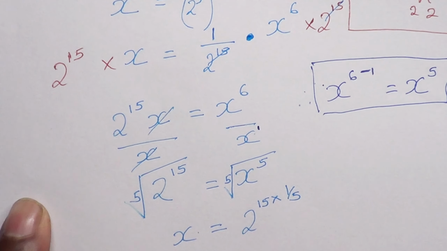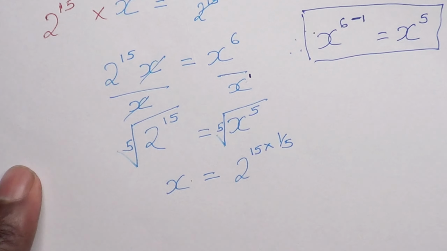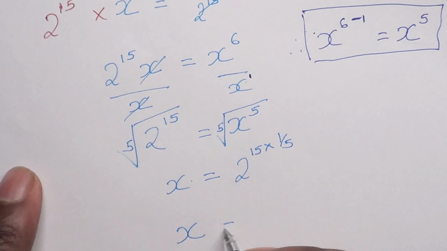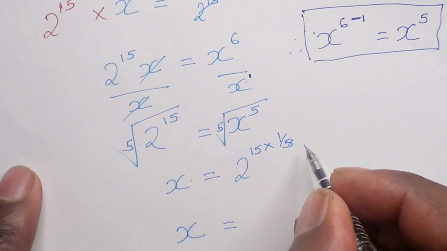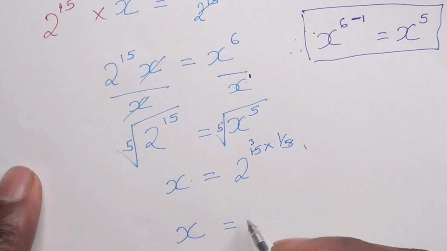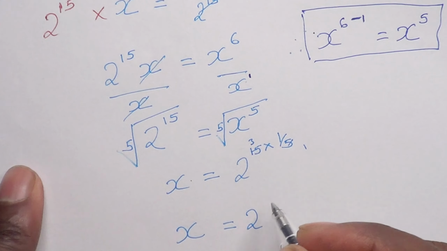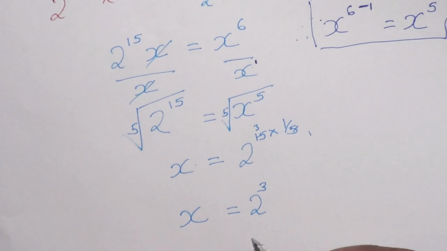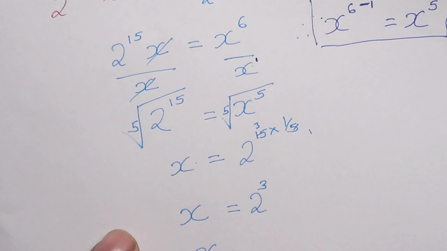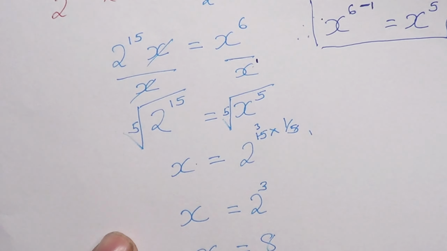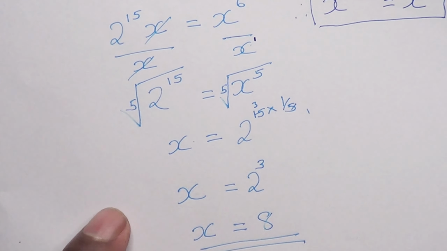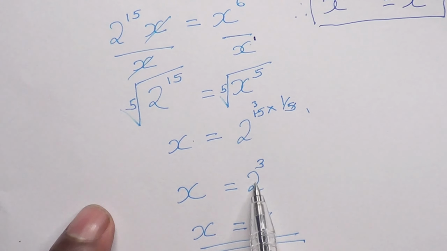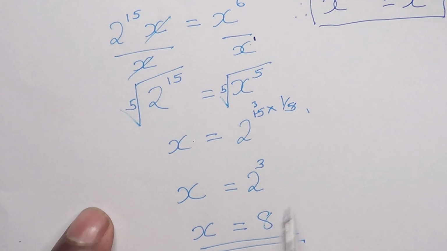So when we change that one, we remain with x equals, by here 1, by here 3, that is 2 to the power 3. Then 2 to the power 3 is the same as 8. So x equals 8. Now x here equals 8, and that is the answer.